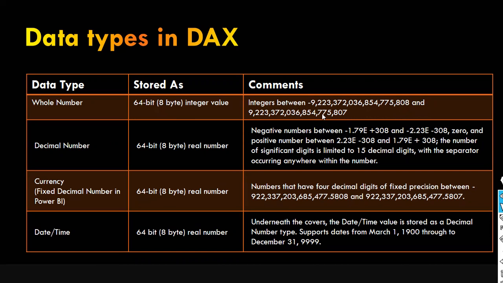Okay, it ranges between this. Well, you can store anywhere between these two values. Okay, it's a very big number, right? Integer values you can store anywhere between these two, the negative value to this one.